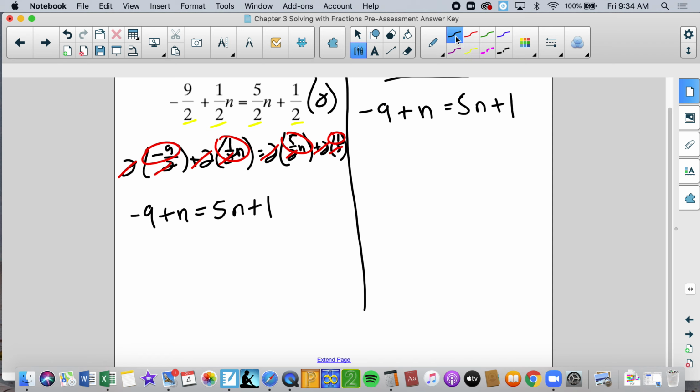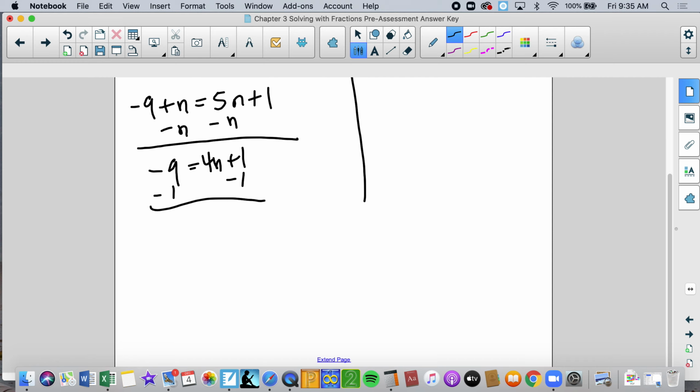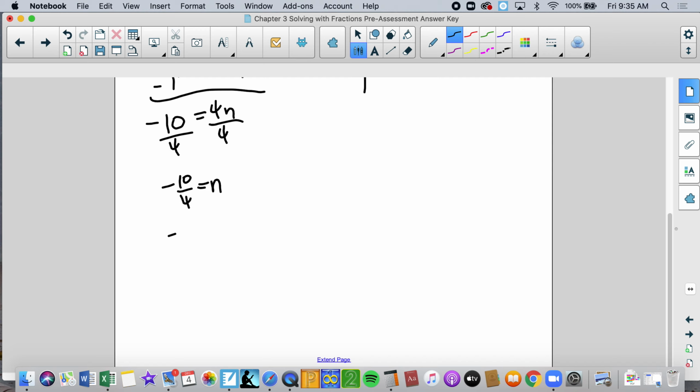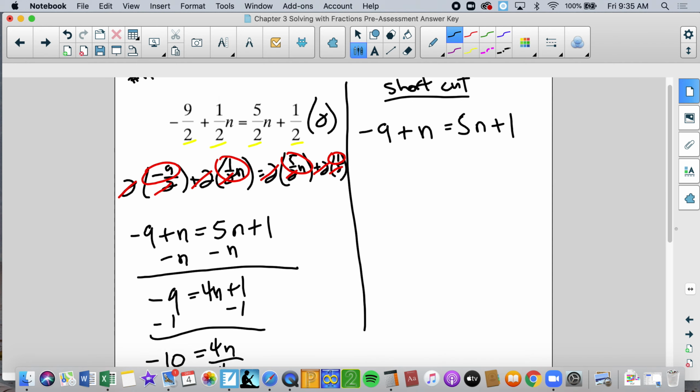Let's move the variables first. I'm going to subtract n, and I'm going to get -9 equals 4n plus 1. I'm going to subtract 1. I get -10 equals 4n, divide by 4, divide by 4. -10 fourths equals n. I'm going to reduce it by 2 over 2, which gives me -5 halves equals n. And we don't have to do this one because it's the same equation.